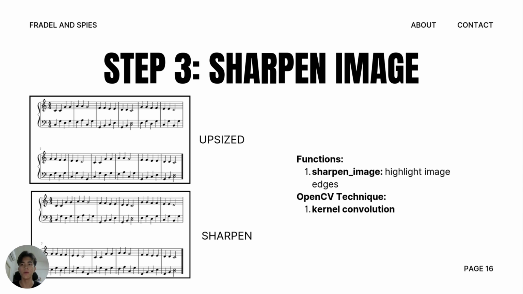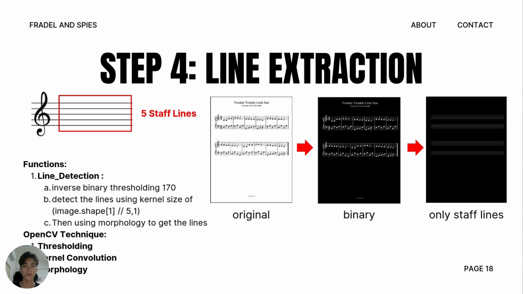In step 3, we use the upsized image from the previous step as input, then sharpen the image to highlight the edges so we can detect the lines and the music elements more accurately. We use the sharpen image function, which uses kernel convolution techniques.